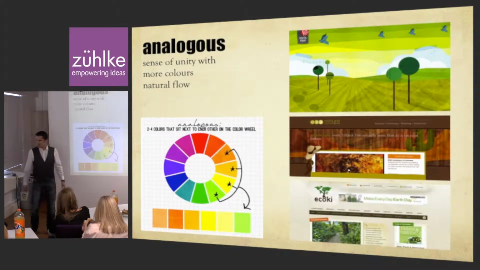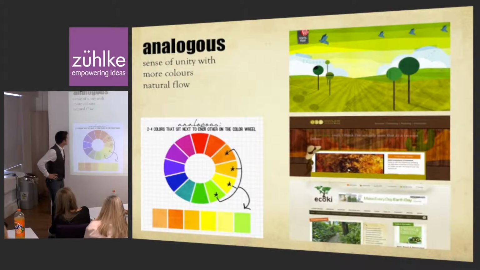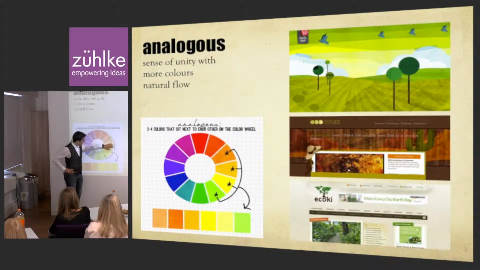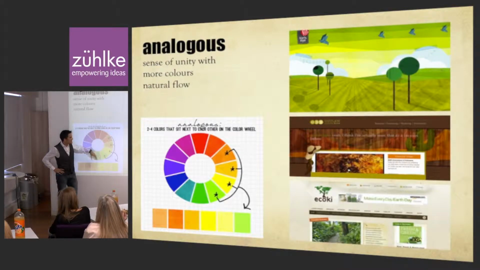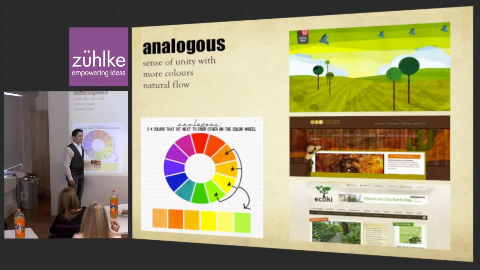If you go for an analogous selection, which is quite a hard word for me, you normally try to select colors next to each other. They work quite nicely together, they give a natural flow, and a sense of unity. Quite often, and Neil told me that, interior designers do that for laying out their furniture, their carpet, their sofa and stuff like this.